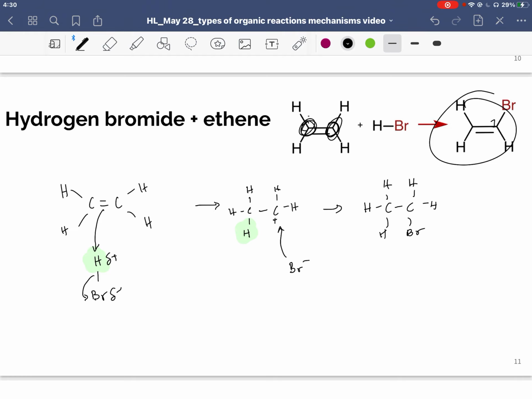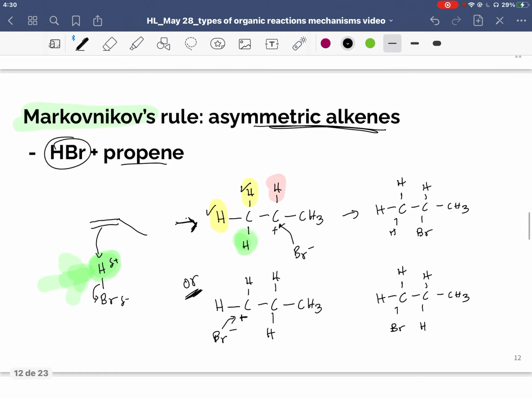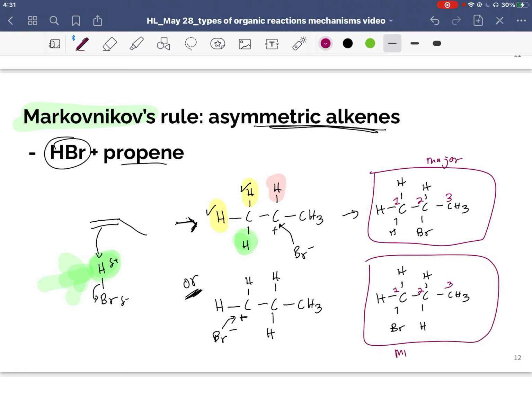This is going to be carbon 1 because it has a bromine on it. Whereas here, I now have carbon 1, 2, and 3. Bromine is on carbon 2, or carbon 1, 2, and 3 with bromine on carbon 1. According to Markovnikov's rule, this will be the major product. This will be the minor product.